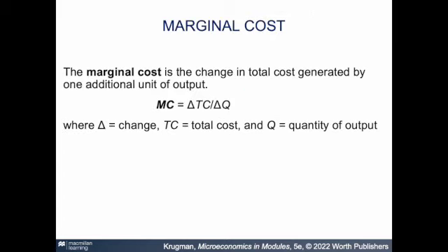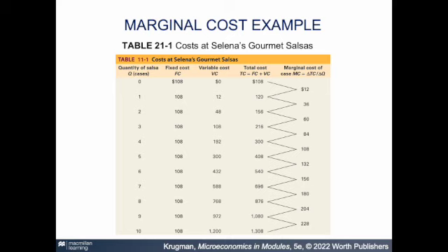Marginal cost. The marginal cost is the change in total cost generated by one additional unit of output. MC equals the change in TC / the change in Q, where delta equals change, TC equals total cost, and Q equals quantity of output. Marginal cost example. Table 21.1 Costs at Selena's Gourmet Salsas.